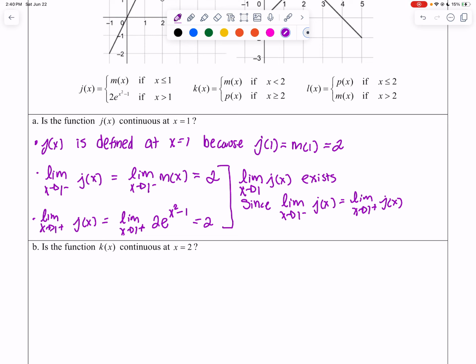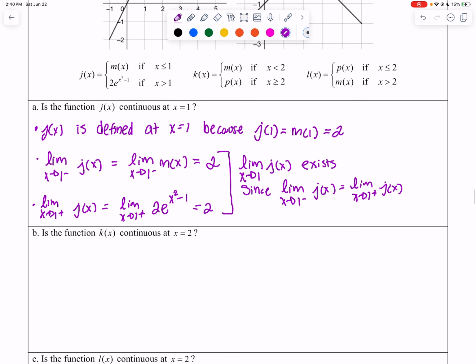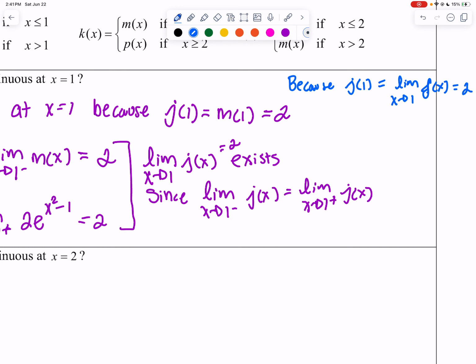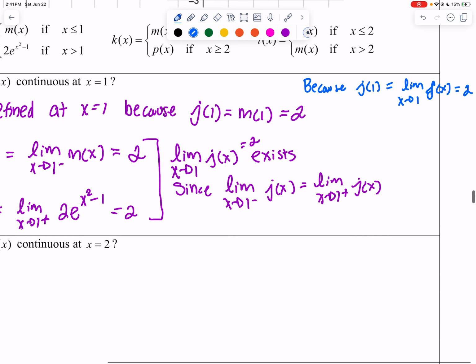Okay, so now since this limit is 2, and since my function is defined as 2, this tells me that because j of 1 is equal to the limit as x approaches 1 of j of x, and that limit and that function value are 2, my function j of x is continuous at x equal to 1. Yay!